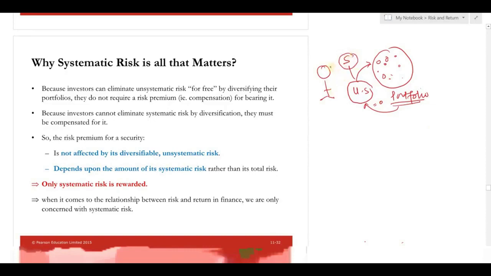So when he is investing in stocks, he should require the premium on the systematic risk, because the only risk that is left is systematic risk. So investors should be compensated for only systematic risk. This risk is non-diversifiable, and we need the compensation on the systematic risk. The risk premium for a security is not affected by diversifiable risk, in other words unsystematic risk, and it depends upon the amount of its systematic risk rather than total risk. So only systematic risk is rewarded. And in finance, when we talk about the relationship between risk and return, we are actually referring to systematic risk.